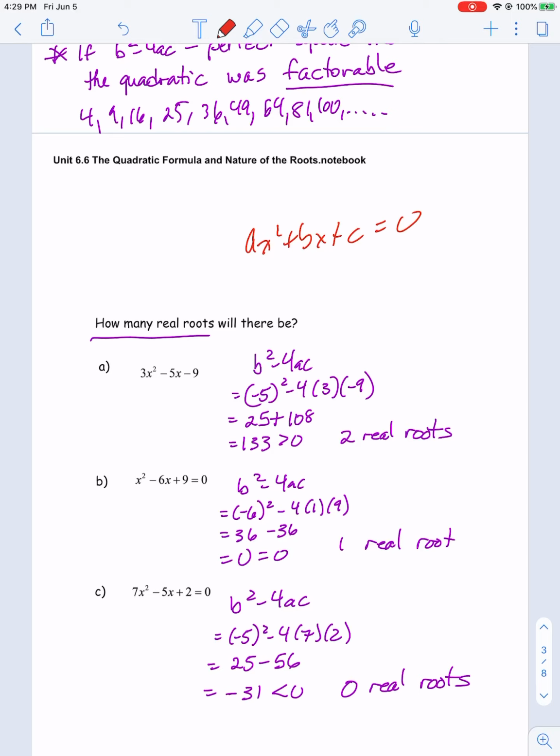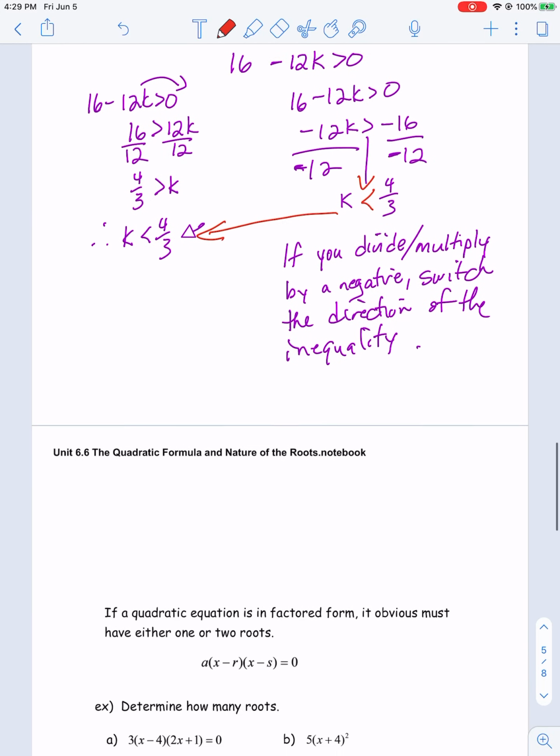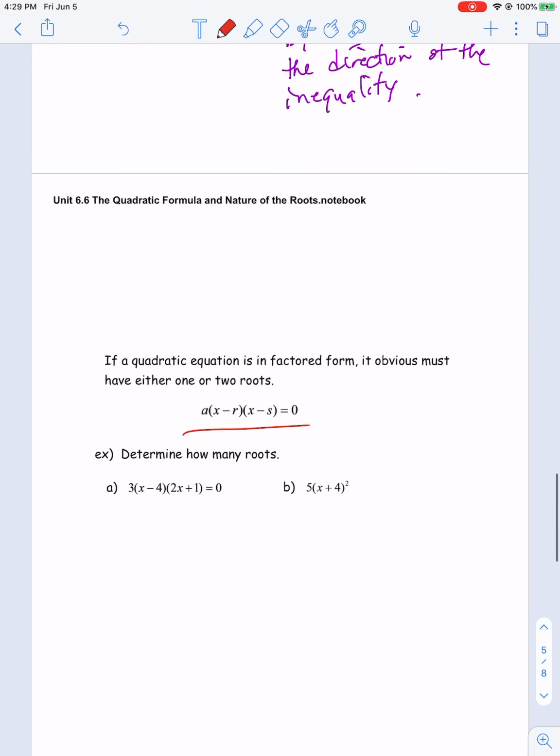You use the discriminant to determine the nature of the roots. So now we're going to move into, okay, well, what if it's not in standard form? What if it's in factored form? So now how do we determine how many roots there are? Well, the roots are the x-intercepts, right? How many x-intercepts are there here? If it's in factored form, then you have one x-intercept at 4, and the other x-intercept at -1/2. So there's 2 real roots.